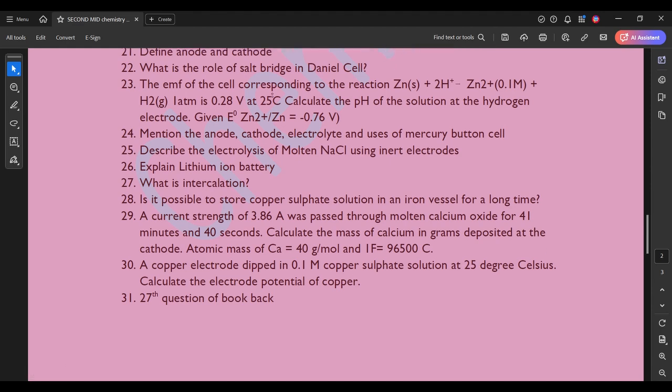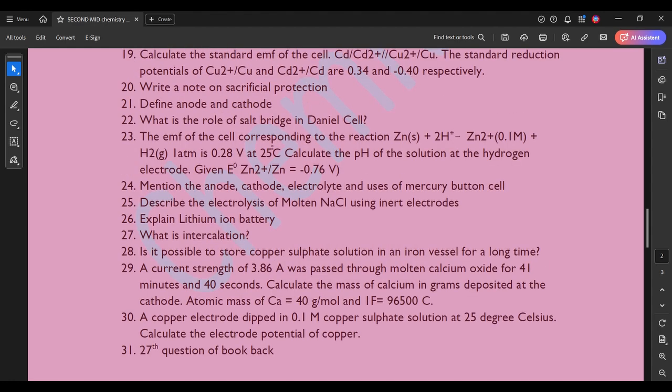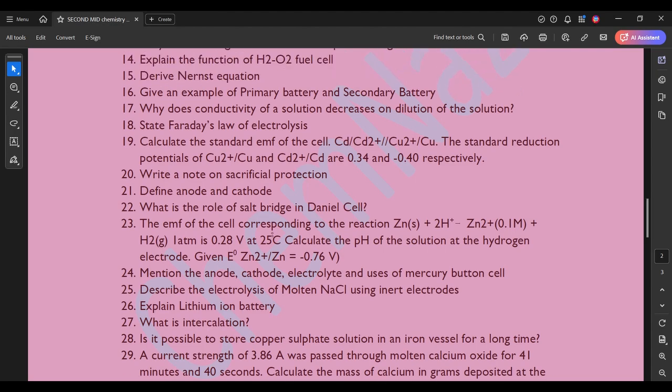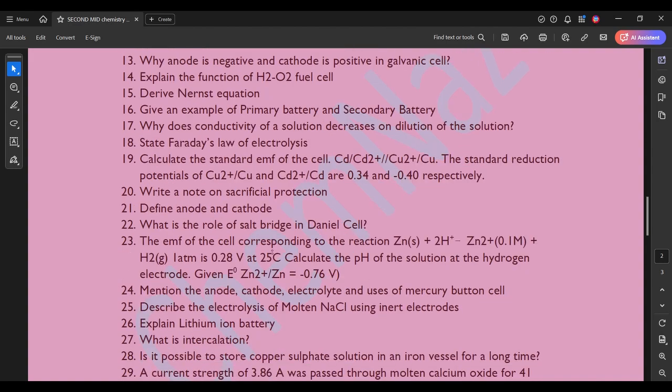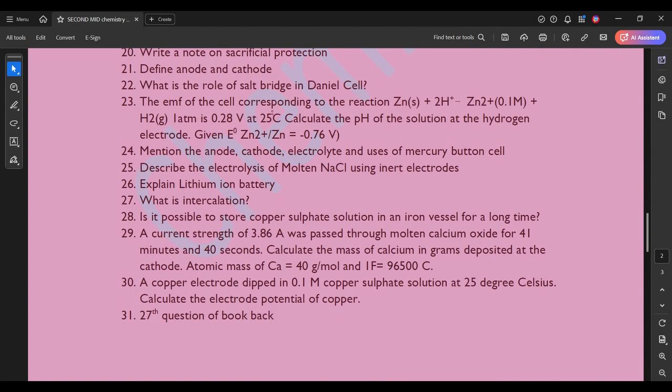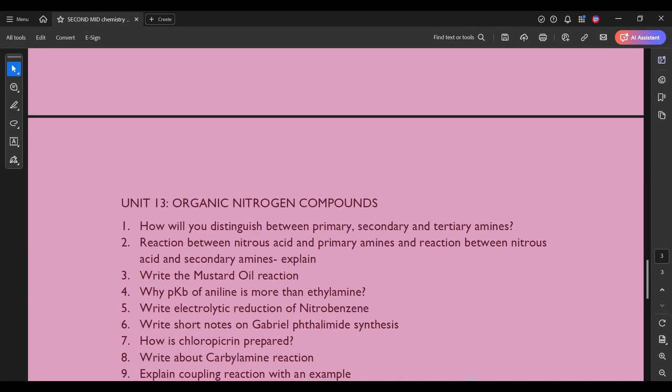So make sure that at least that problem you cover before you complete and go to the next chapter, next unit. So these are some of the 31 questions. I have included both book inside and book back questions. Then let us move on to unit 13, that is organic nitrogen compounds.